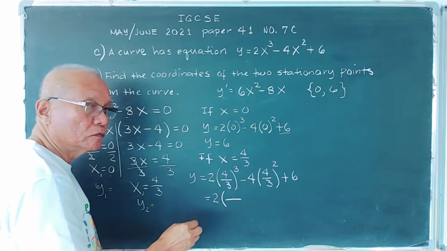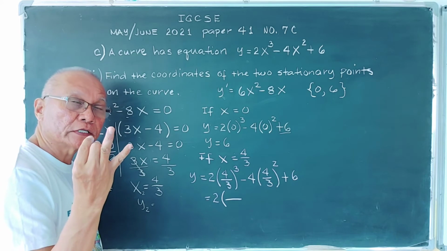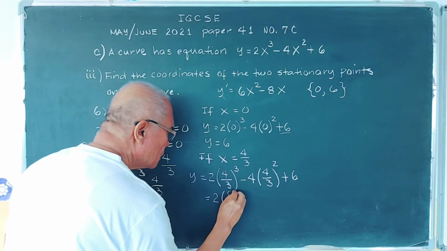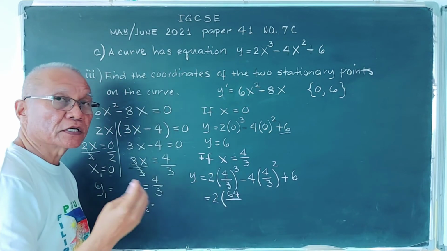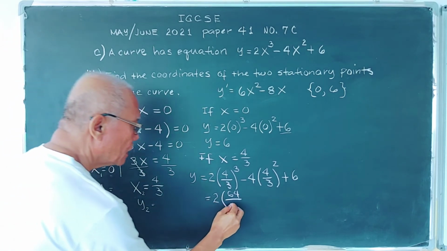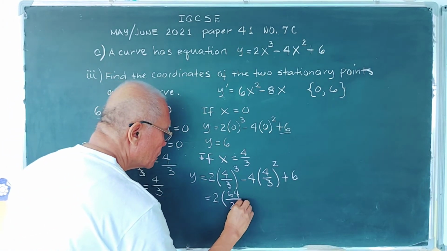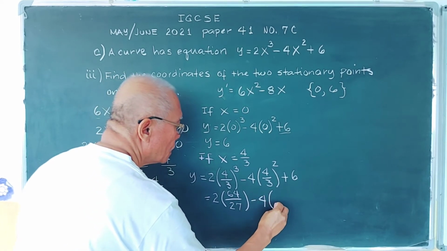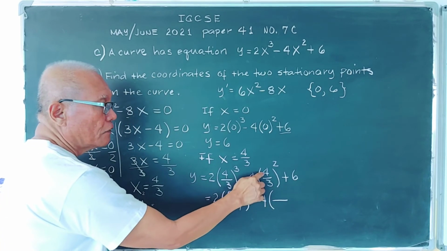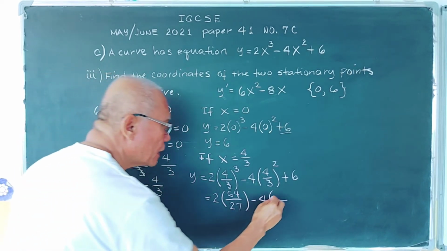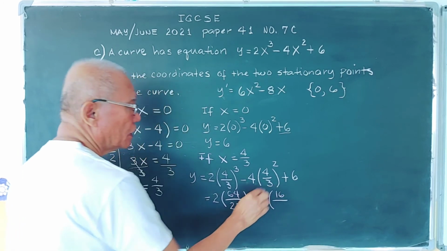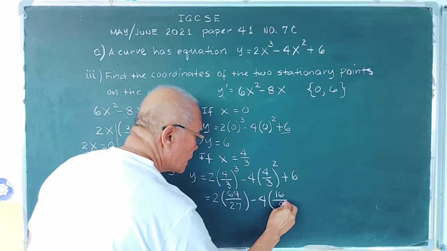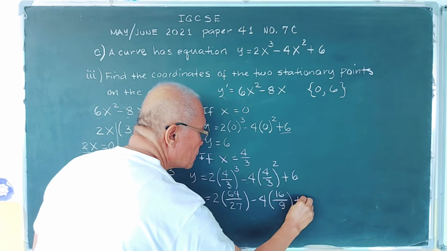So 4 cubed. 4 cubed means 4 times 4, 16 times 4 is 64. So this one is 64. 3 cubed is 3 times 3 is 9 times 3 is 27. Minus 4. Here, 4 squared is 4 times 4 is 16. And the denominator is 3. 3 times 3 is 9. So this is 9. Plus that 6 there.